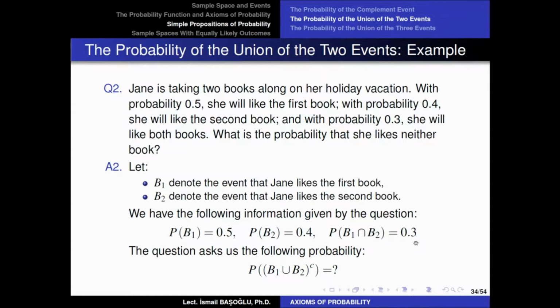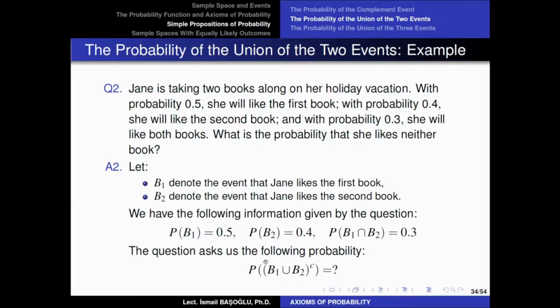Now, what does the question ask me? The question is asking me the probability that she likes neither book. How can I represent this event? She likes neither book. The fact that she does not like the first book is B1 complement, right? And the fact that she does not like the second book is B2 complement. Therefore, she likes neither book is represented by B1 complement intersection B2 complement.